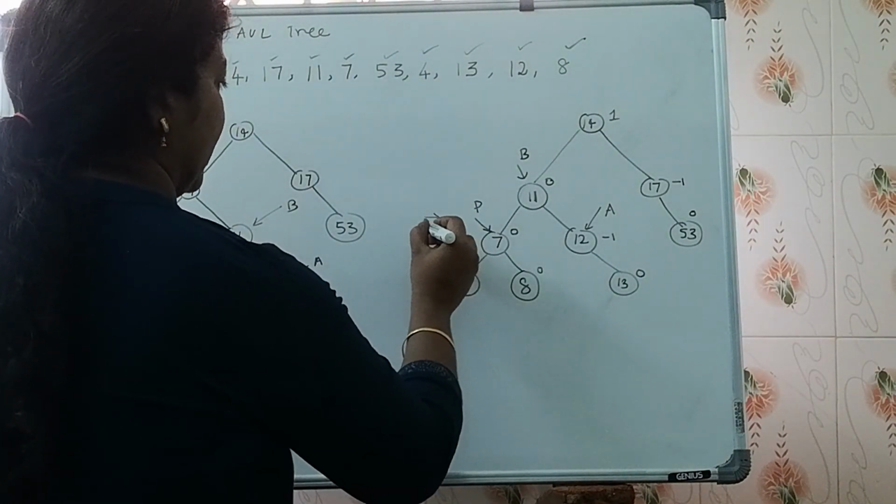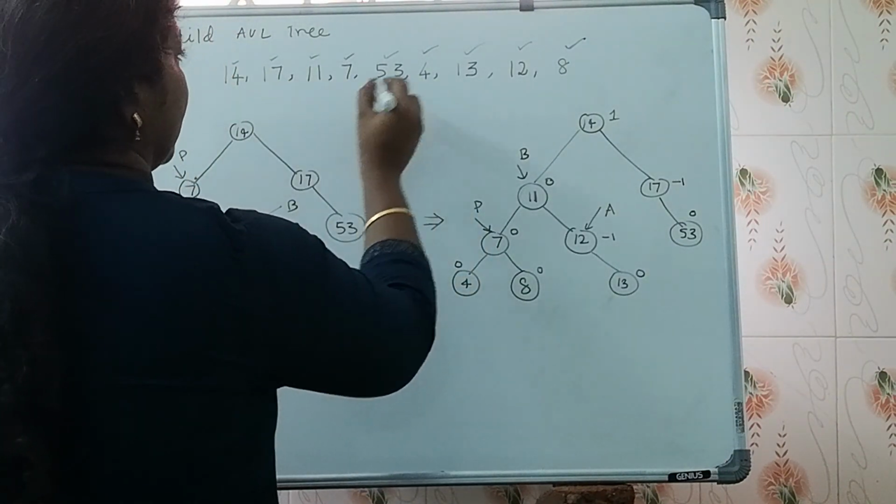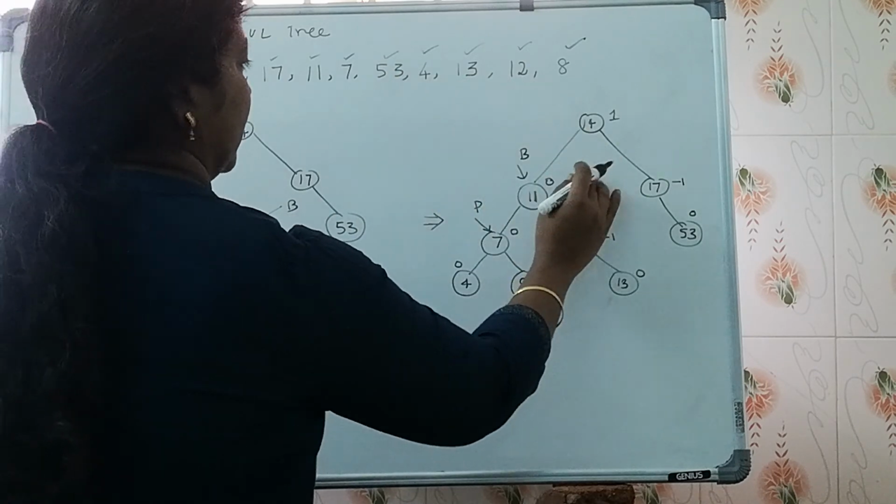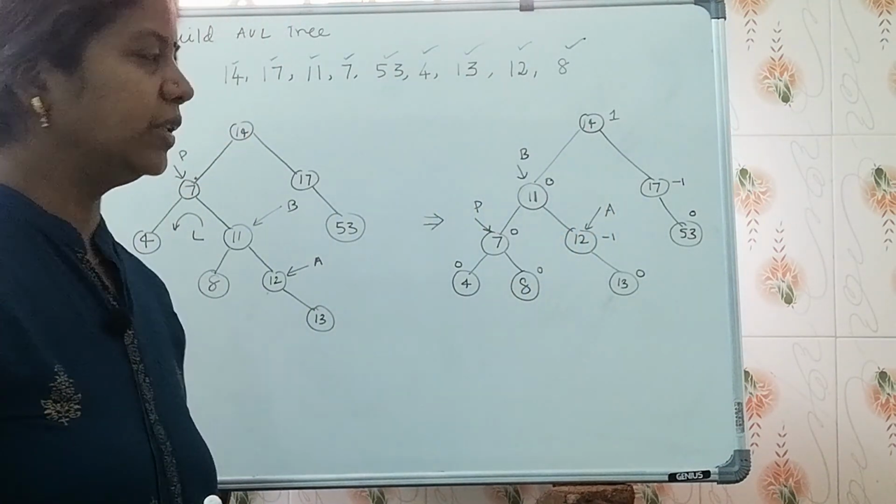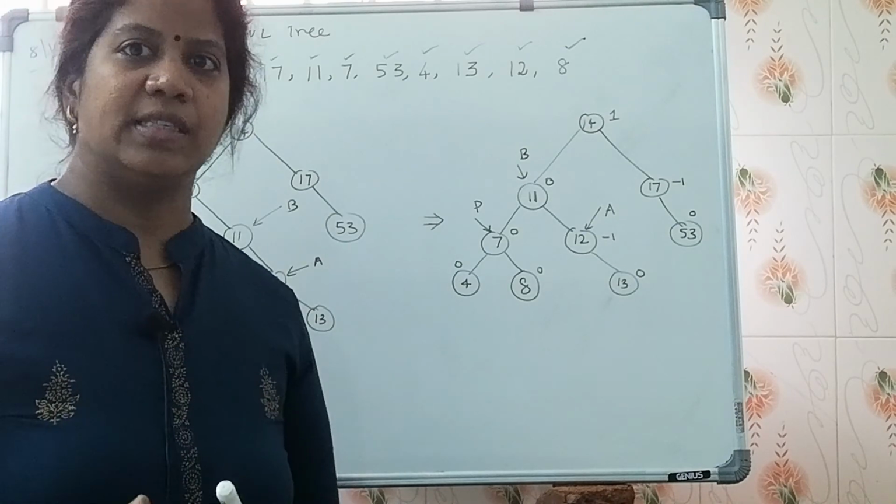So the final AVL tree after inserting every node is this. Okay. Now let us discuss the deletion part.